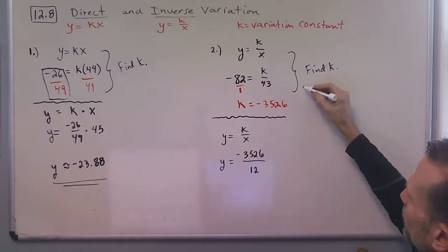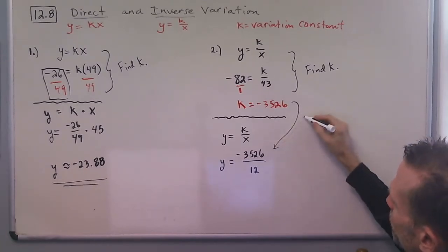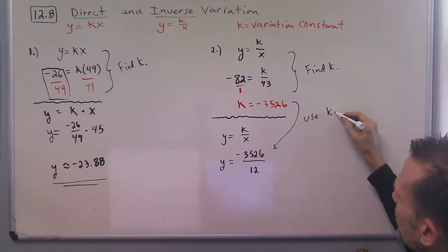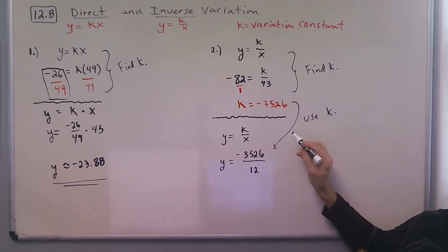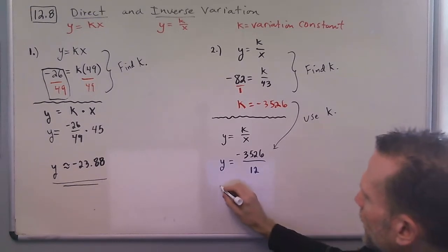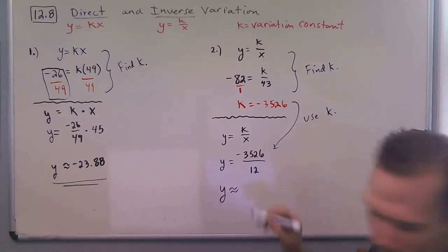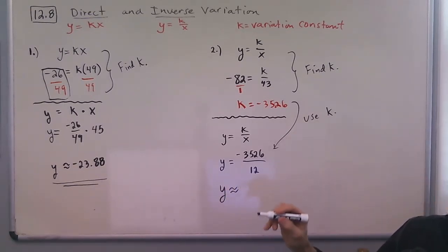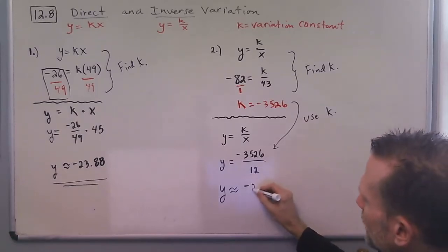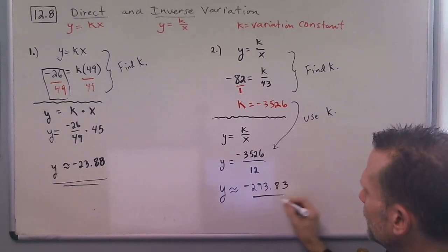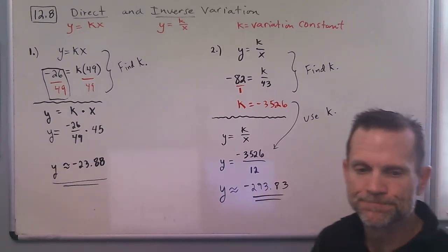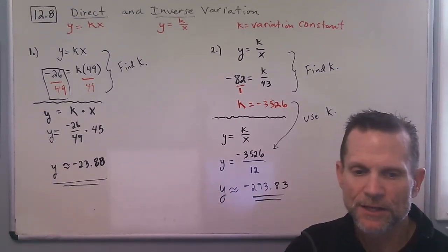And then what we'll do is we'll use K. And we can do this on our calculator here, and we get Y is approximately negative 293.83. Find K and then use K.